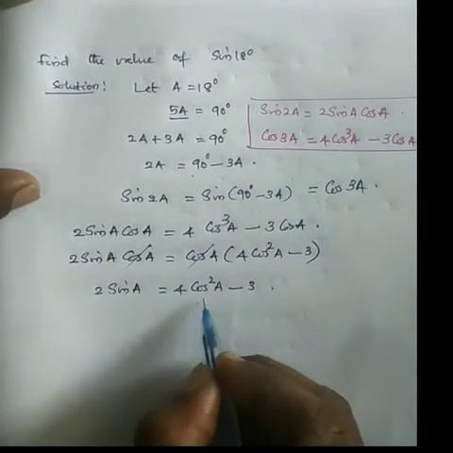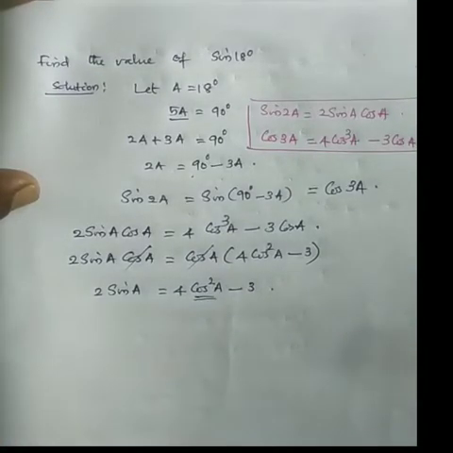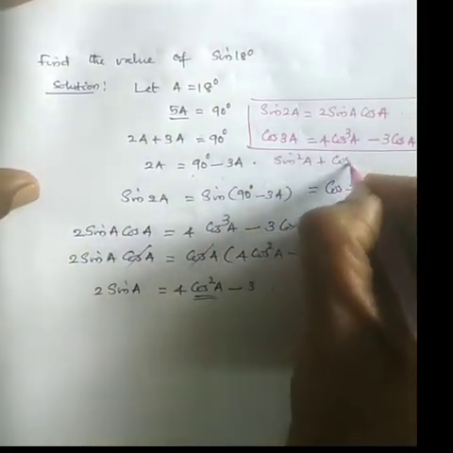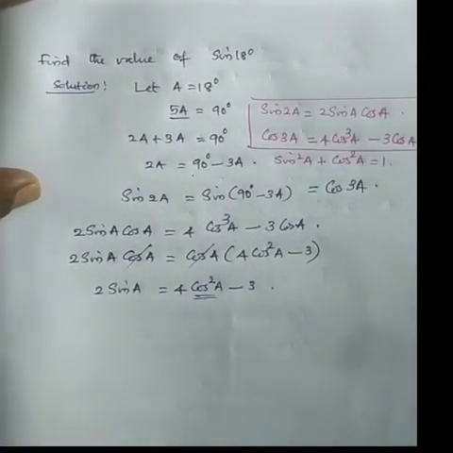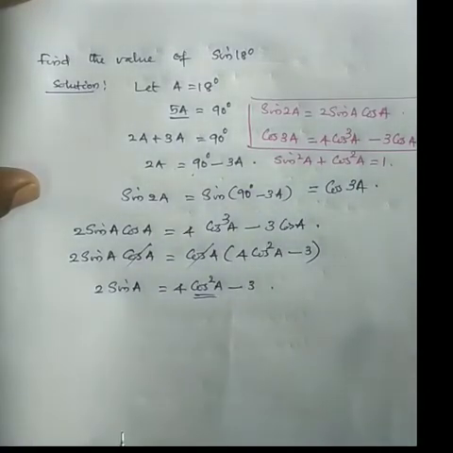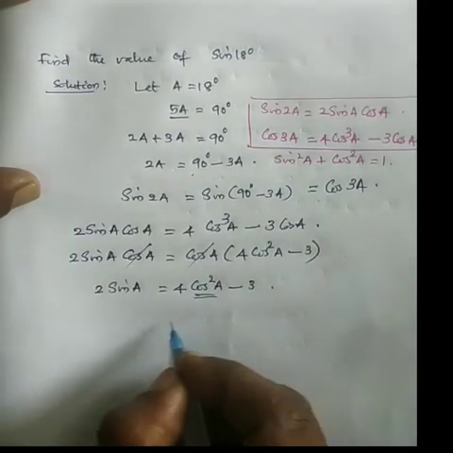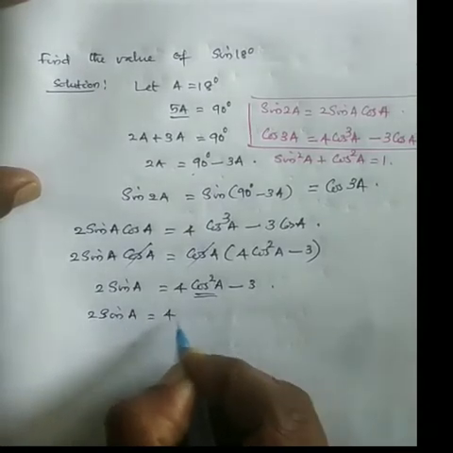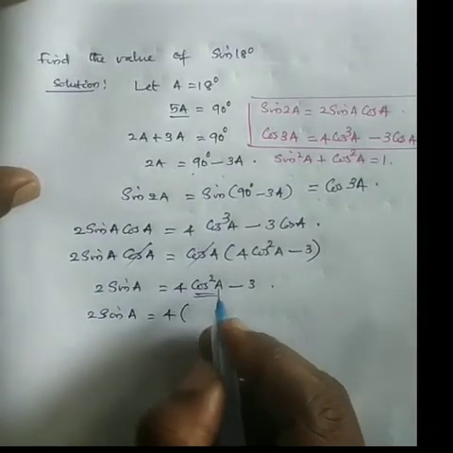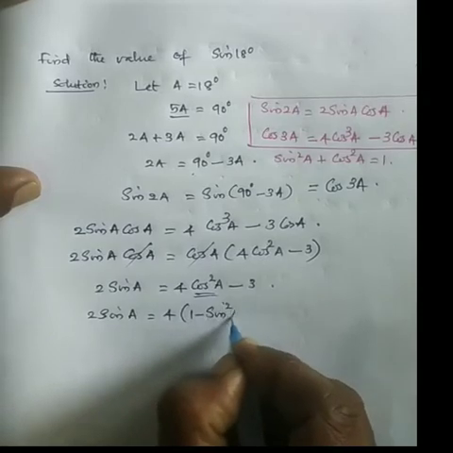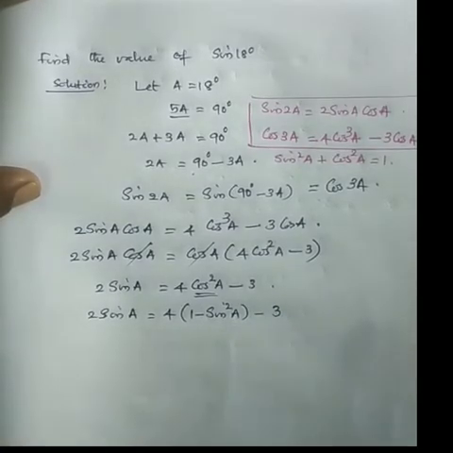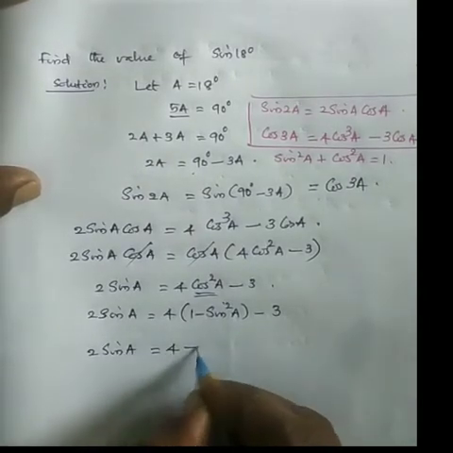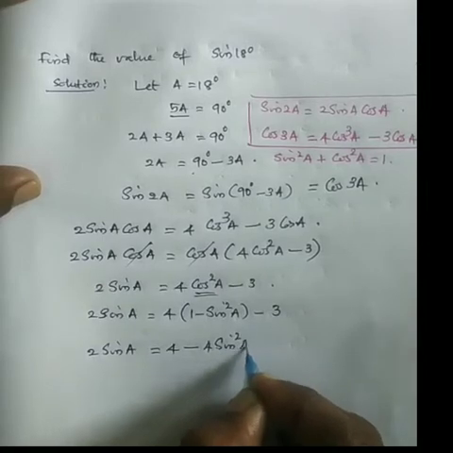Then we convert this cos square a in terms of sin square a. We know that sin square a plus cos square a equal to 1, or cos square a is 1 minus sin square a. So this becomes 2 sin a equal to 4 into cos square a, which is 1 minus sin square a, minus 3. That is 2 sin a equal to 4 minus 4 sin square a minus 3.